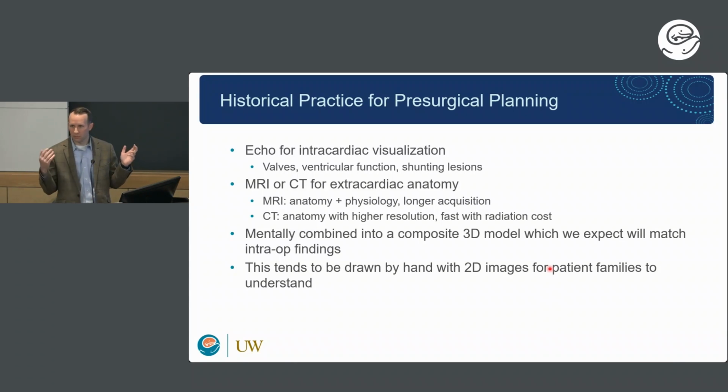Usually, we mentally combine this, so we show the 2D echo images, then we show the CT images, and then we put this together in our minds as a mental composite model that we then use for planning. We're always hoping that this will match up with what the surgeon finds in the OR, which is often the case, but there are occasionally surprises of things we didn't see very well. And then usually what happens is we, as the cardiologist, hand draw a model of what that looks like to show to the families.